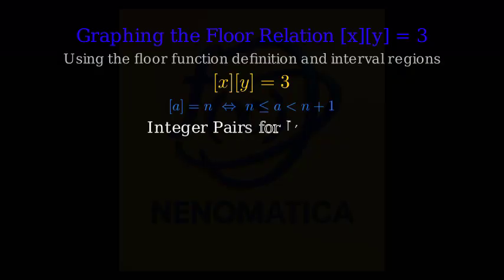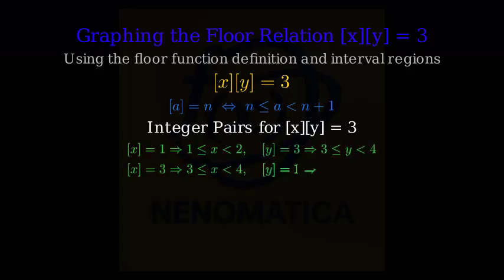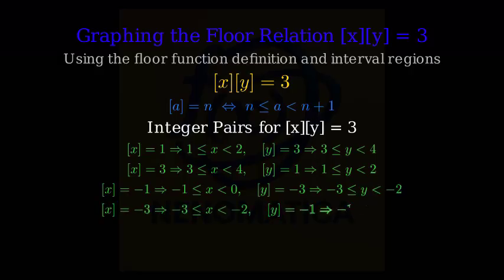Since floor of x and floor of y are integers and their product is 3, and because 3 is prime, the only integer factor pairs are 1 with 3, 3 with 1, -1 with -3, and -3 with -1. Now we convert each integer pair into an x interval and a y interval using the floor definition.